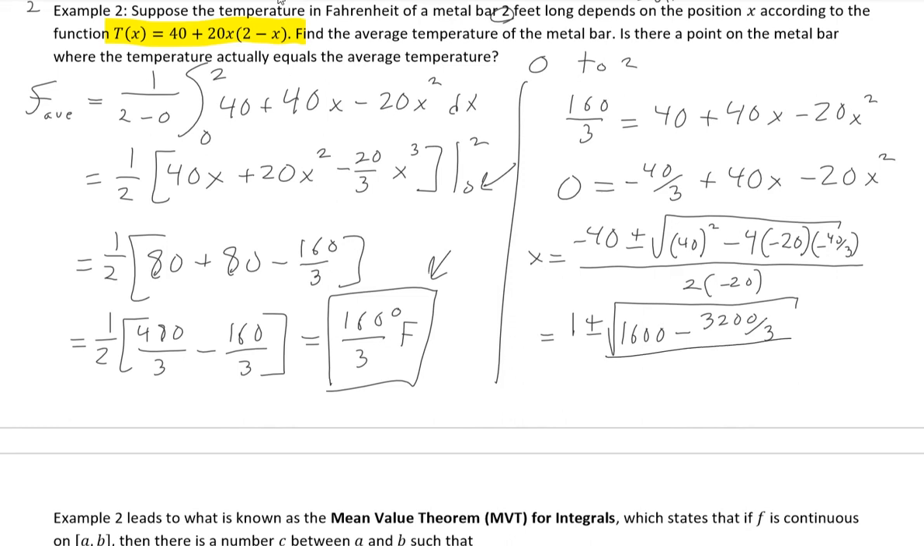And that square root is going to be divided by a negative 40. So we get 1. In this case, we can check both of them. But if we just take out that minus and make this a minus plus, that's all it does. The inside, that's 1600. If I multiply that by 3, that gives me 4800 minus 3200 is another 1600. So I get the square root of 1600 divided by 3 over 40.